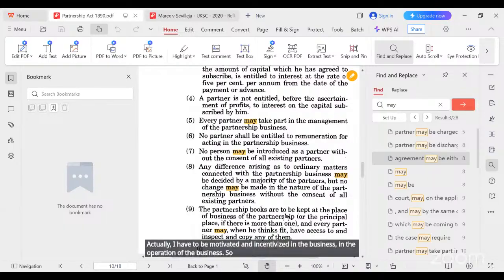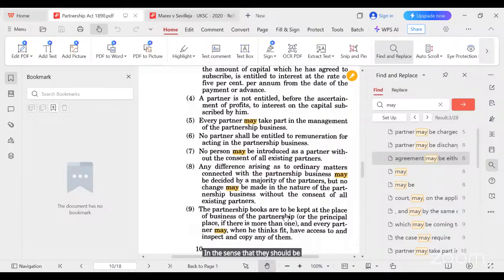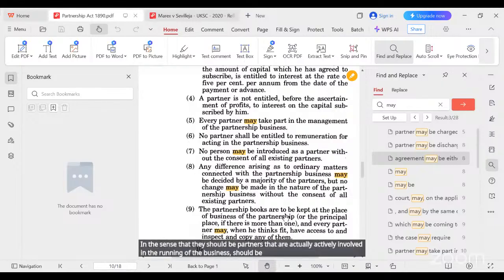So with this, in order to domesticate this, they need to modify it in the sense that partners that are actively involved in the running of the business should in a way be compensated for the effort they put into the business.